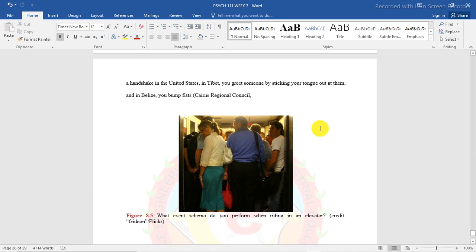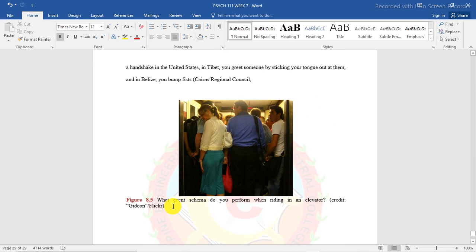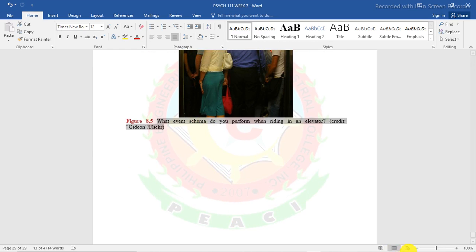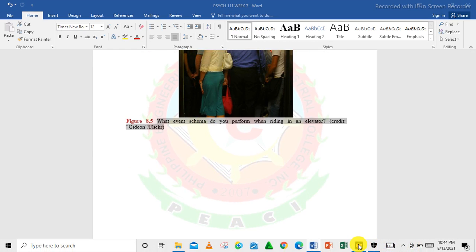So, tanong lang, anong ginagawa mo sa elevator? So, with event schemata, ito yung last question: what do you perform when riding an elevator? Can you think of your answer? Okay. So, yun lang, no?